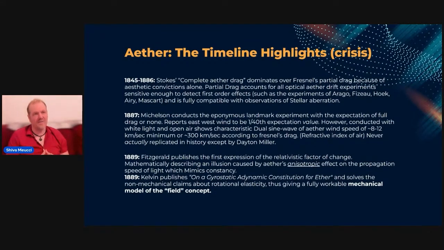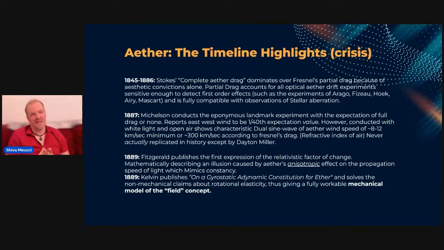However, partial drag does account for all the optical ether drift experiments sensitive enough to detect first-order effects, such as Arago, Fizeau, Hoek, Airy, and Respighi, and is fully compatible with observations of stellar aberration, because that was the main problem at that time. We see the movement of starlight depended upon the orbit of the Earth, and that it was thought to be difficult to explain. There's a couple of things that we'll go into in some other presentation, but for now, just simply understand that that was what they were trying to resolve. And partial ether drag, because it is a small component, would actually be compatible with all of those observations.